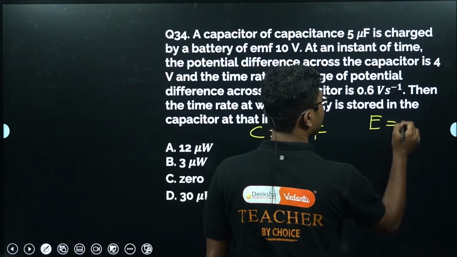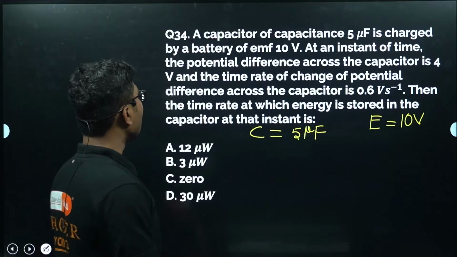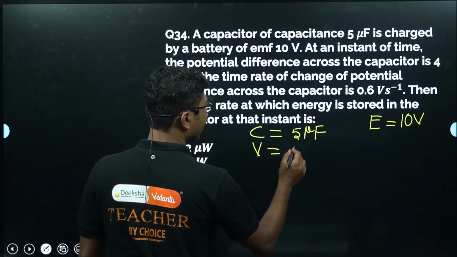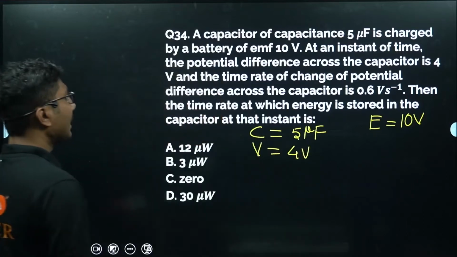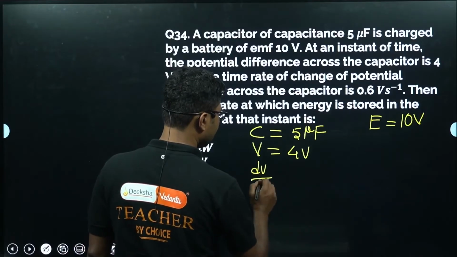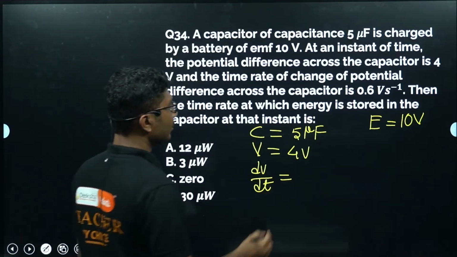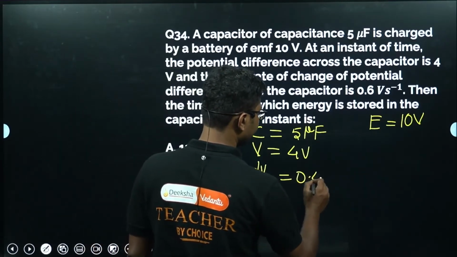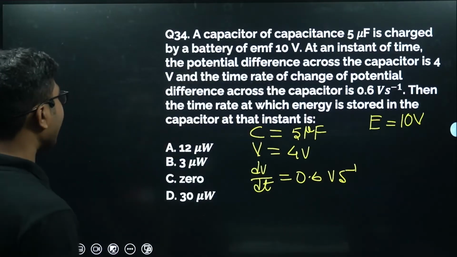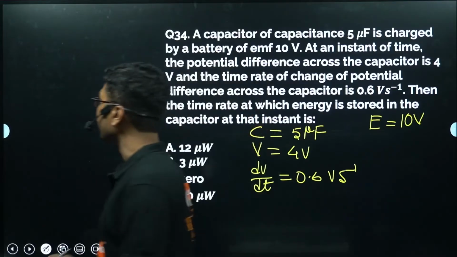Let me write it capitally, even though we are not going to use this value in this problem. At some instant of time, the potential difference across the capacitor, V, is given as 4 volt. And the rate of change of potential difference, the rate at which the potential is increasing, is given as 0.6 volt per second. Then the time rate at which the energy is stored in the capacitor at that instant. So the time rate of energy they have asked you.